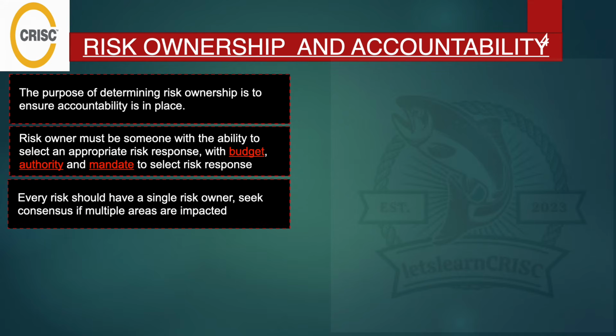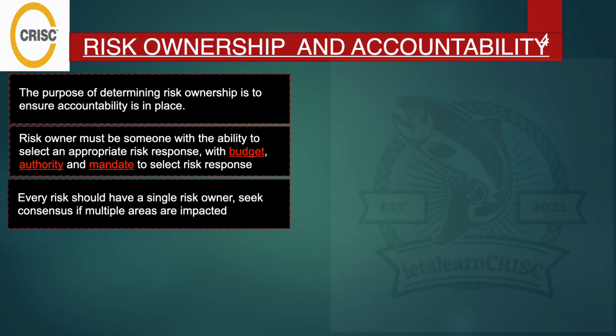Next, every risk should have a single risk owner; seek consensus if multiple areas are impacted. Friends, appointing a risk owner without the necessary attributes like budgetary control, authority, and a clear mandate can lead to ineffective risk management. In such cases, the risk owner may be limited in their ability to implement and oversee the risk response actions, which can compromise the organization's ability to address and mitigate the risk effectively.